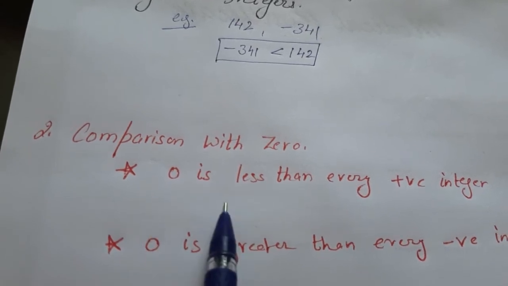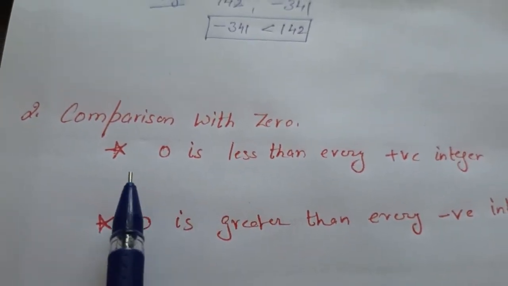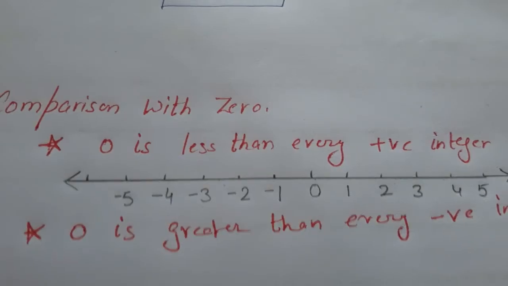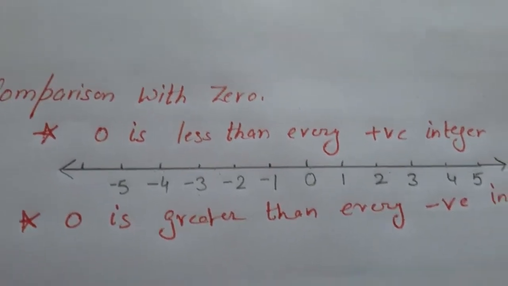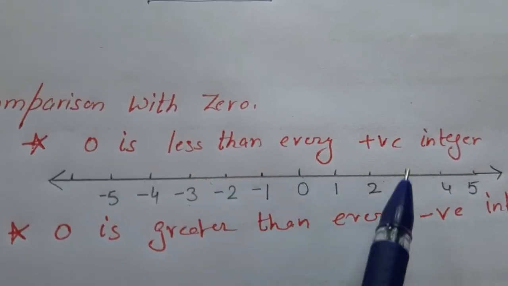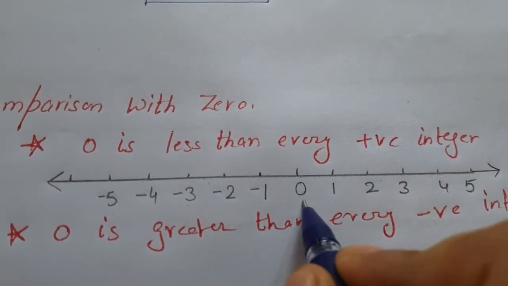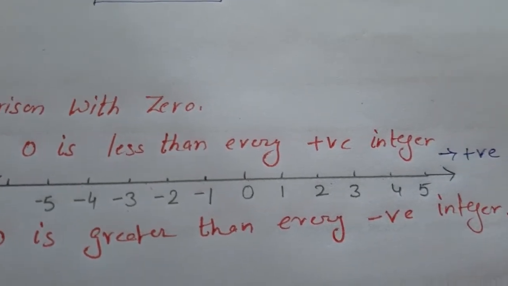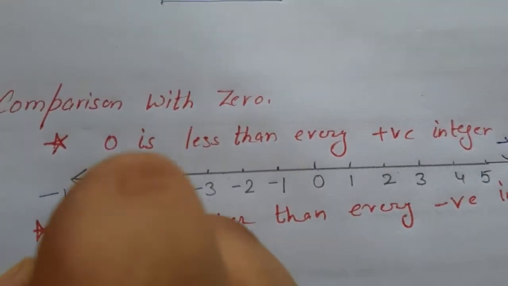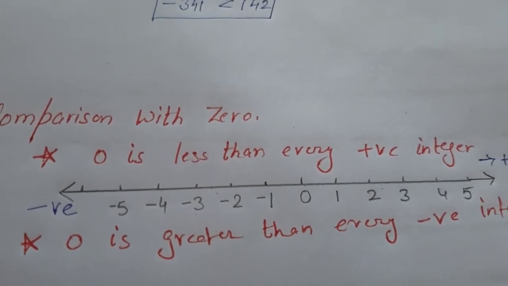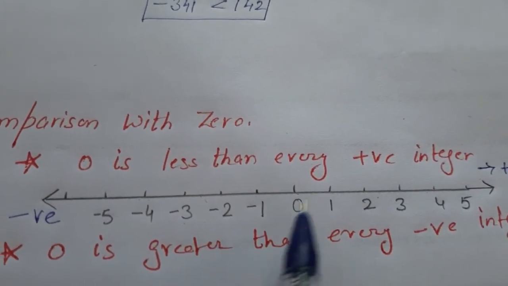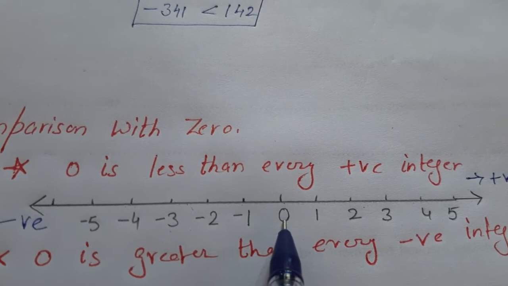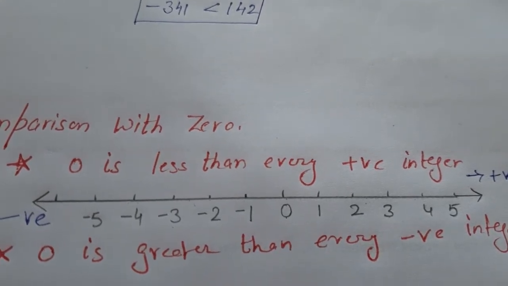Next is comparison with 0. So first of all, 0 is less than every positive integer. See, 0 is in the center on the number line. On the right side, there are all positive integers, and on the left side, there are all negative integers. So we can say that positive integers are on the right side. It means 0 will be always less than any positive integer.